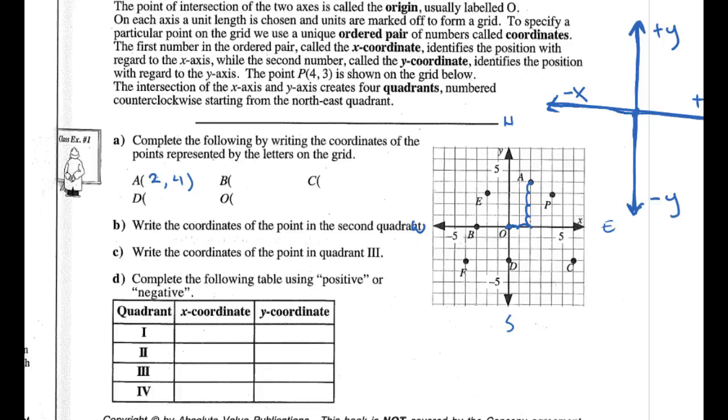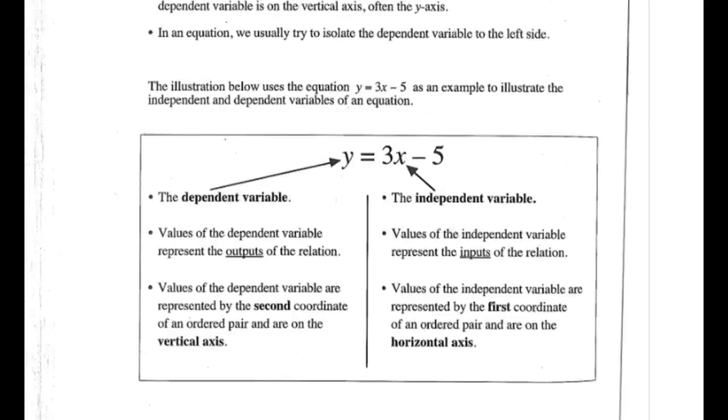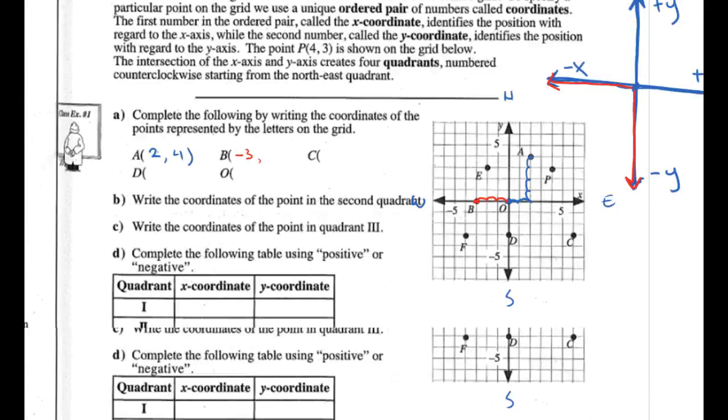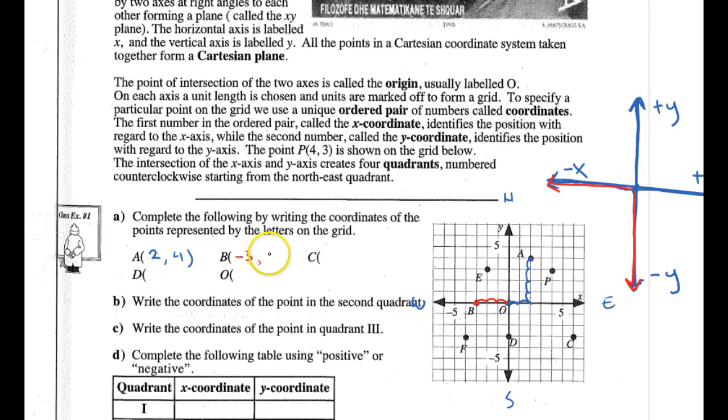Let's go ahead and do B here. B is over here. Let's do the x one first. So I went 1, 2, 3 steps, but because I went left or west, I have to say -3, because that's the negative x direction. And then because I'm not taking steps north or south, I'm just going to say 0, because I didn't really go up or down.